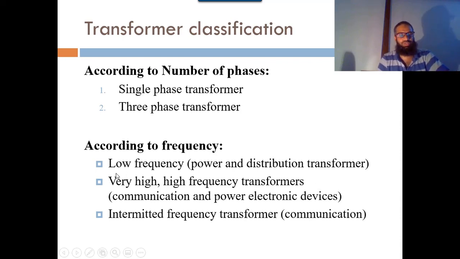So based on frequency we can say low frequency transformers are used in power. We can say very high frequency transformers are used in power electronics and communication. We can use intermediate frequency transformers which are used for communication purposes.